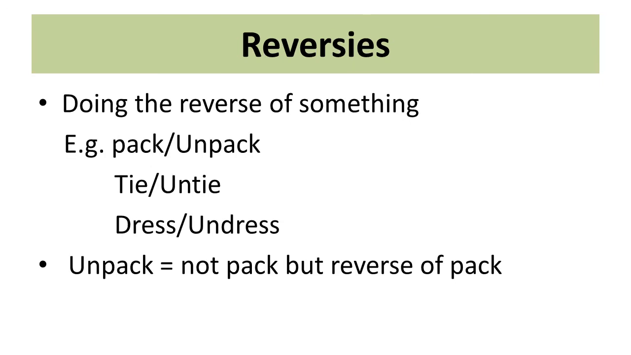Coming to the last type of antonym, and this is reverses. You will get to know that reverses are a very different kind of antonyms by looking at the examples of them. So reverses basically mean doing the reverse of something. Let's take the first example, which is pack and unpack. Here the antonym of pack is not 'not to pack', but it is doing the reverse of pack, and that is unpack. Similarly, we have other examples, that is tie and untie, and dress and undress.